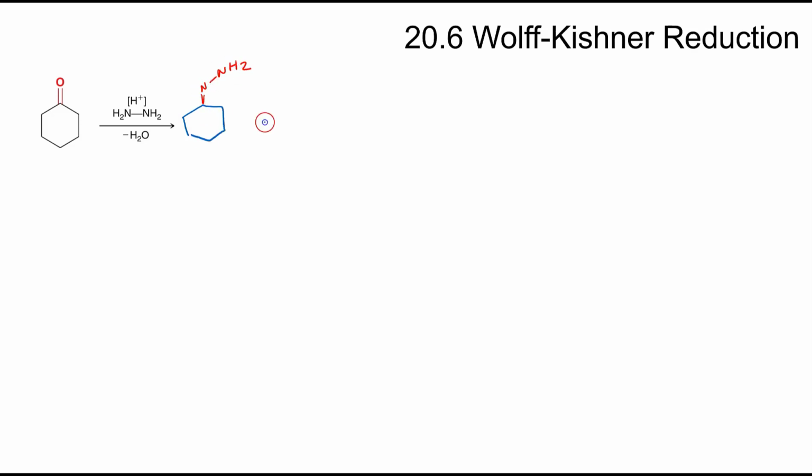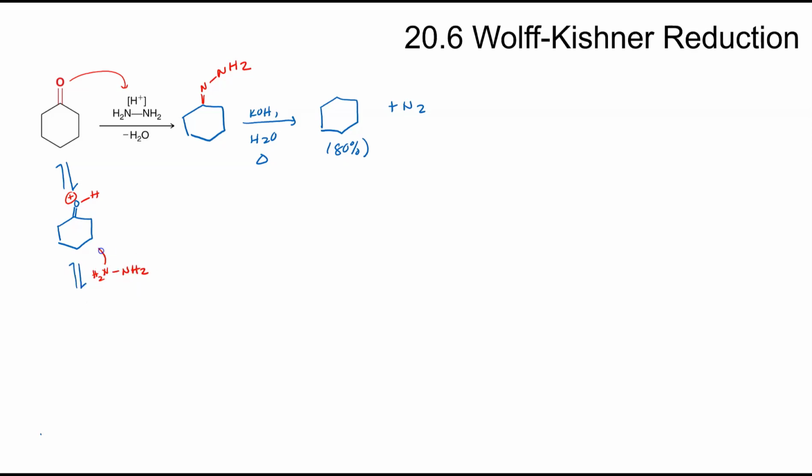and form this compound. You then add KOH plus water and heat. And now we've reduced this compound to the cyclohexane when we get nitrogen. This happens in 80% yield. So this is another way to reduce a carbonyl to an alkane. So in this reaction, it's going to grab a proton. One of these can attack here.